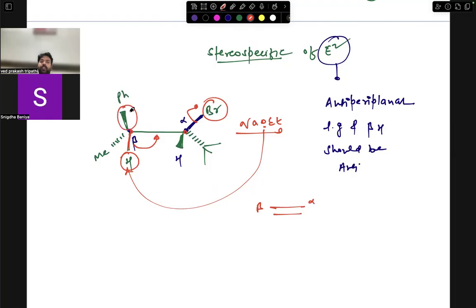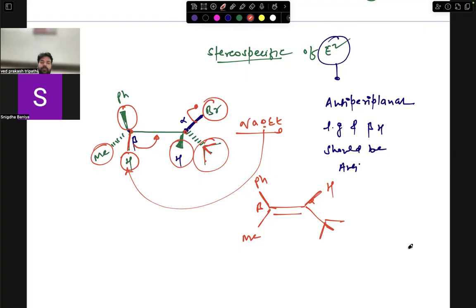Now look at the groups. Ph with the wedge, and here hydrogen on the wedge. Wedge means same side. Suppose this is my Ph, so on this side we have hydrogen, and this is the dash methyl and this is the tertiary alkyl group. So they should be on the same side. So Me and then this one. Clear?